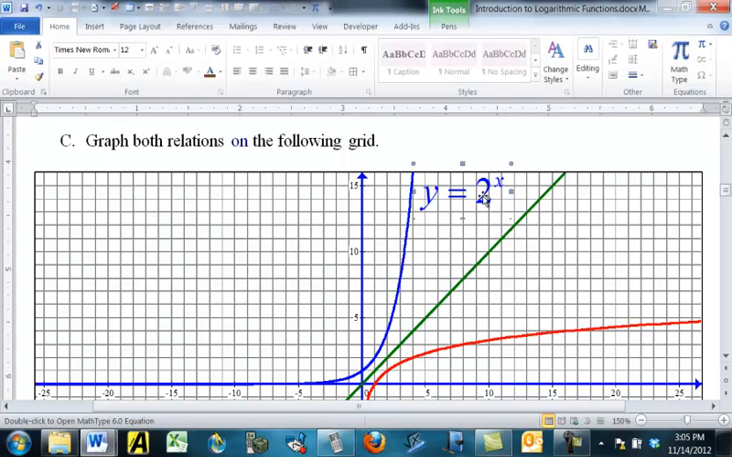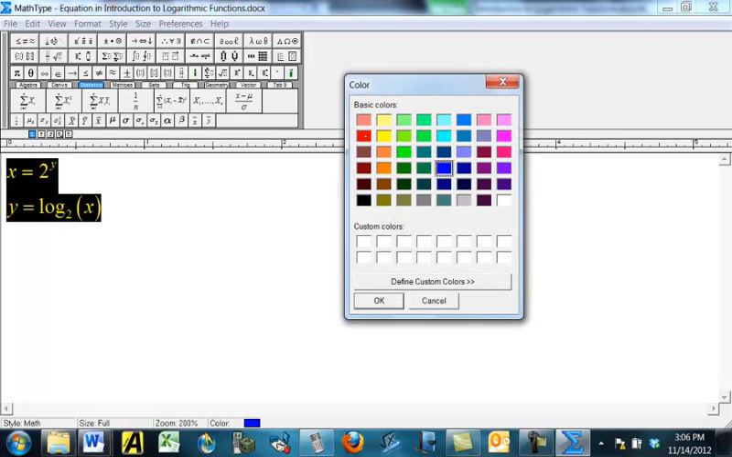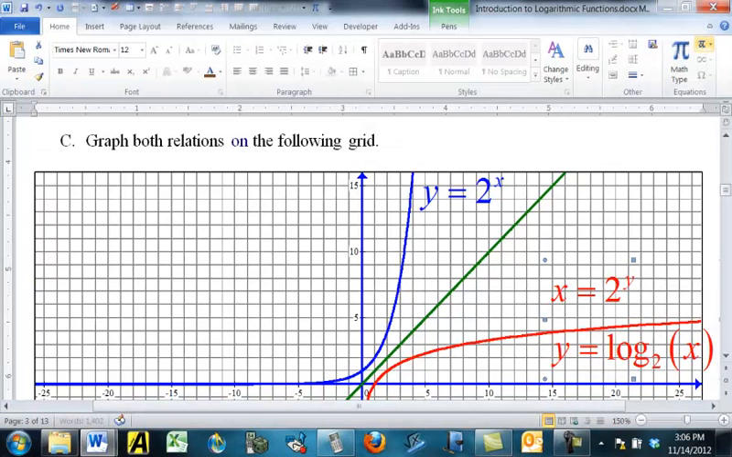And then the inverse is going to be just switch x and y. So it's x equals 2 to the y. Now we're going to see in a minute that we can rewrite this, solve for y, as y equals log base 2 of x. Base 2. And all of this, either way we write it, is the red logarithmic function. Okay, and you can see that there.